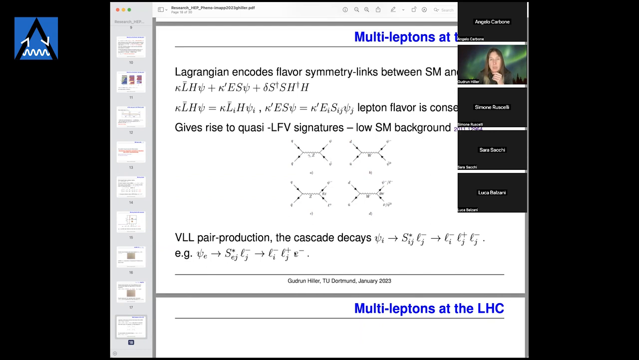So how can we look for this model at the LHC? You can pair produce the psis by quark fusion. The psis don't couple to QCD, but they are charged under SU(2) and the hypercharge. So you fuse quarks and then via gamma, Z or W, you can pair produce them, or you can also produce them singly. So it's easy to produce the fermions because the fermions are charged under the standard model.